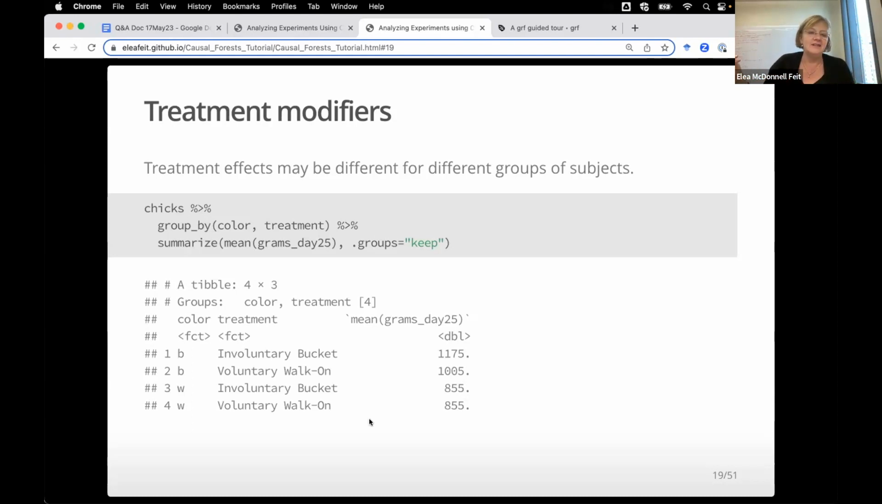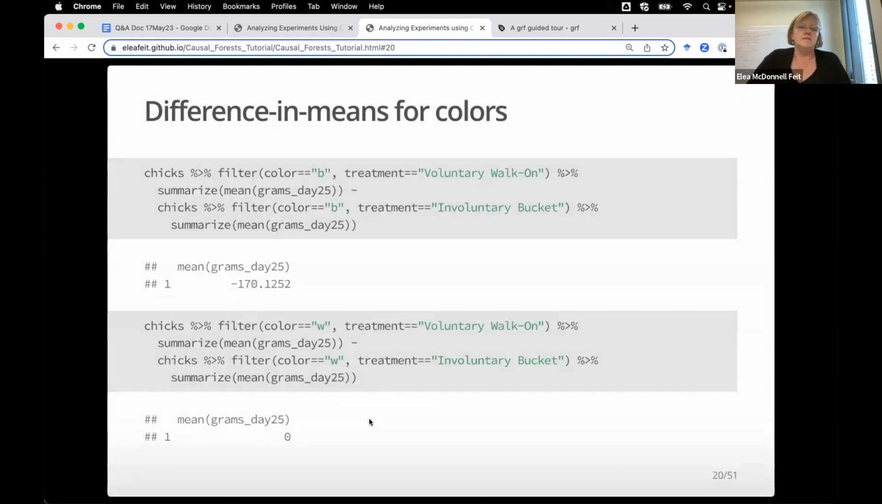We can also think of biological examples where a baseline variable might be how many vaccines for that disease you have received prior, and we would expect the treatment effects to be smaller for people who've received a dose of that vaccine before and higher for people who have never received that vaccine before. So that's the idea of a treatment modifier.